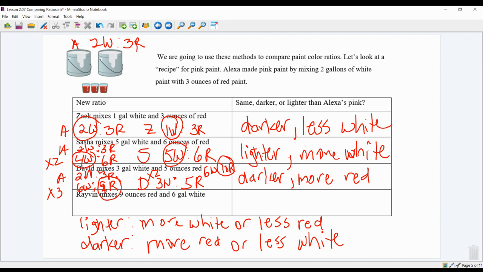Okay, the last one is Raven, and Raven has a mix, and she puts her red first. So I'm going to do 9 red to 6 white. So I'm going to switch the order for Alexa to keep it in the same order. Alexa has 3 red and 2 white. And then what I notice is I could multiply Alexa's red times 3 to get 9. So if I triple everything, I have 9 red and 6 white. Wait a minute, they're both the same, the red and the white. So the color is going to turn out to be the same.